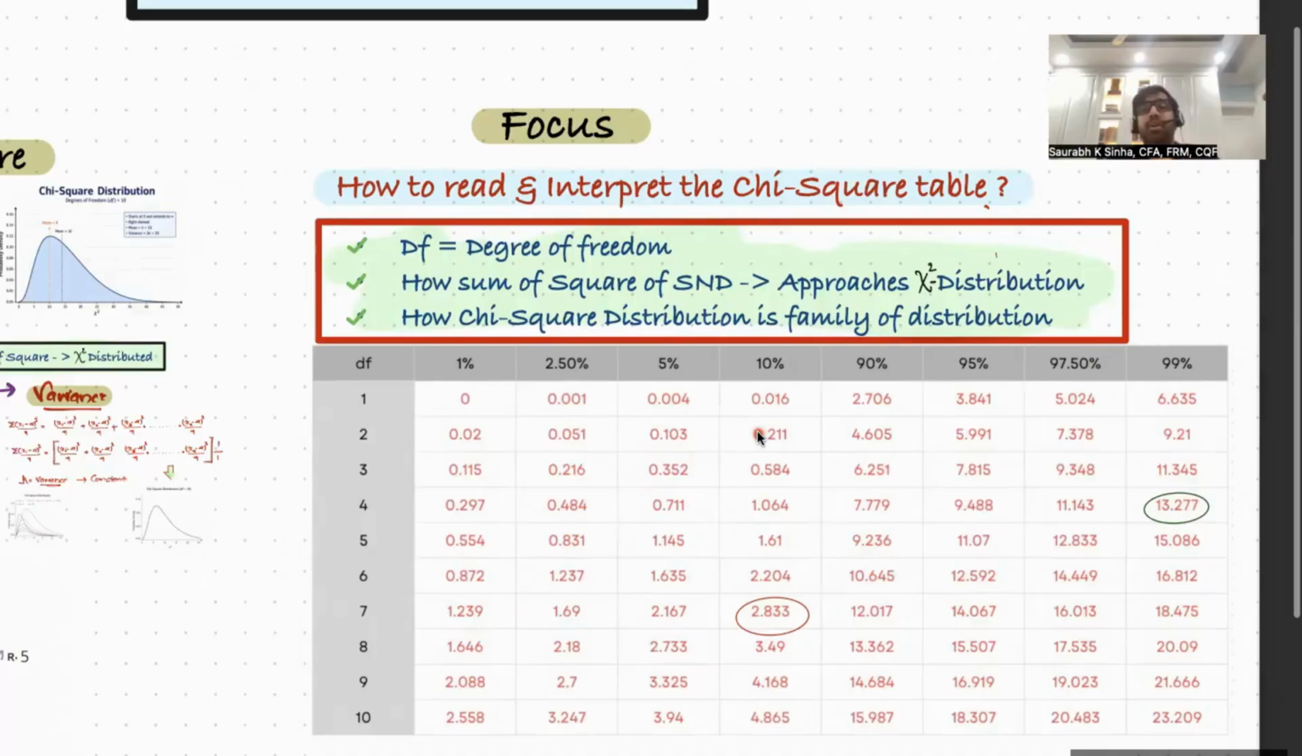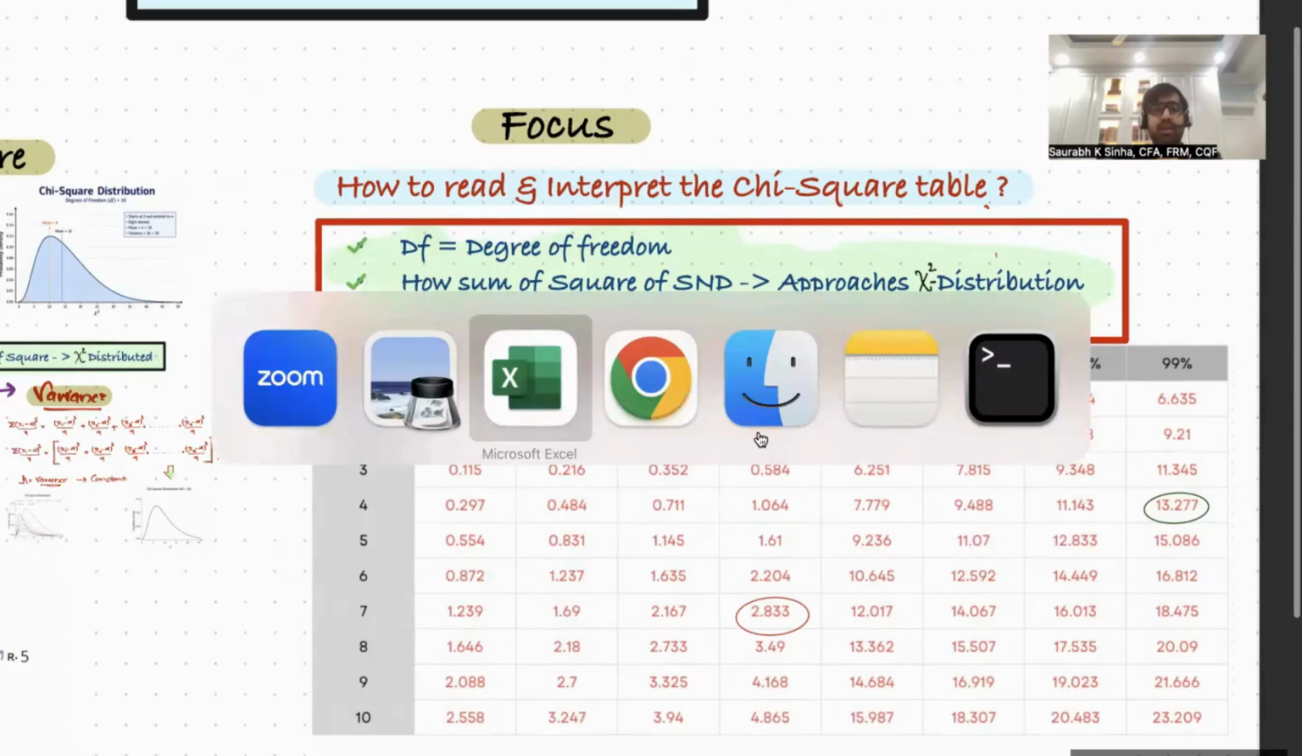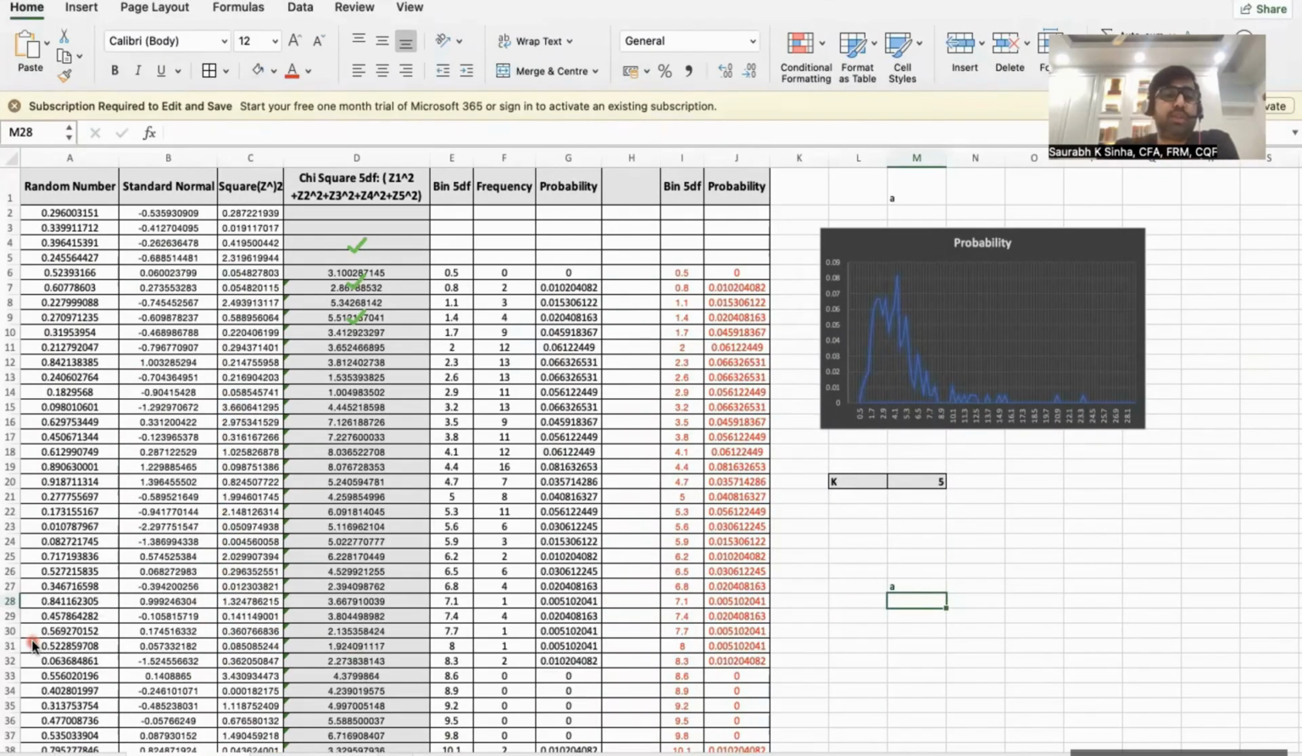So before understanding the chi-square table, let's take the support of a sheet. In that sheet, we did the sum of squares of standard normal data, and we'll observe whether it is approaching the chi-square distribution or not. So this is our sheet, and understand what's happening. What I did, I first generated a random number.